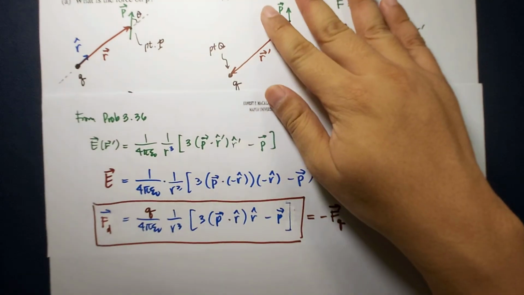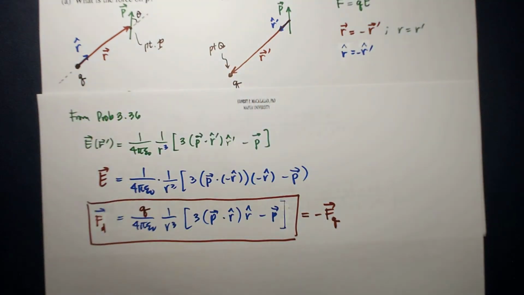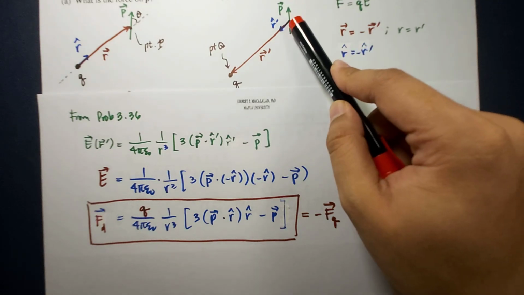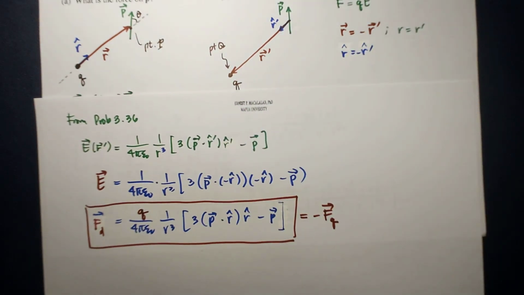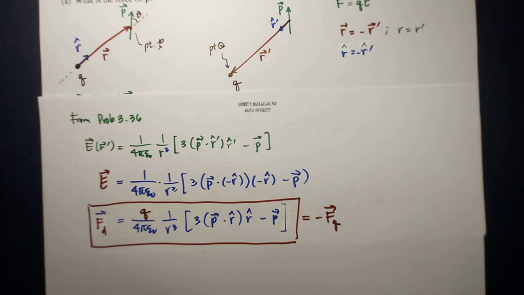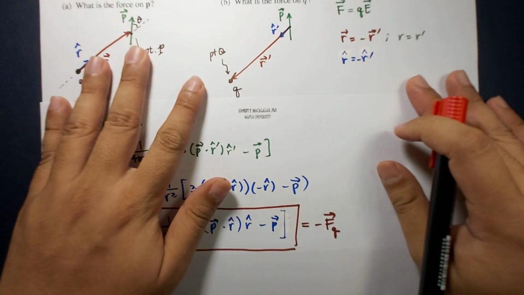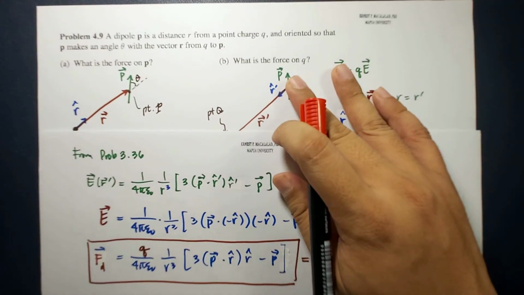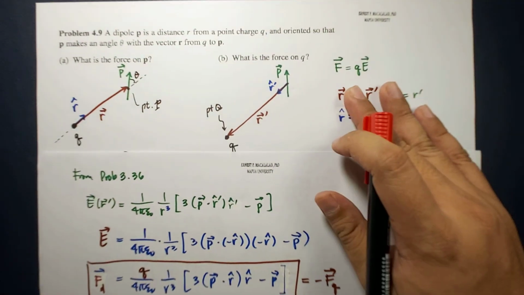And what does this entail? It shows that the force exerted by Q on your dipole and the force exerted by your dipole on Q are actually action-reaction forces. And we already expect this by virtue of Newton's third law of motion. Okay? Easy, right? Quite long, but it's easy to understand. So this ends our discussion on problem 4.9 of your textbook.